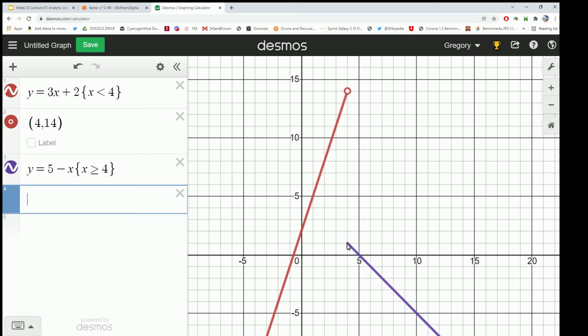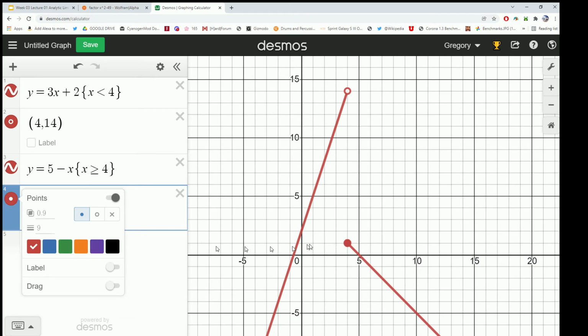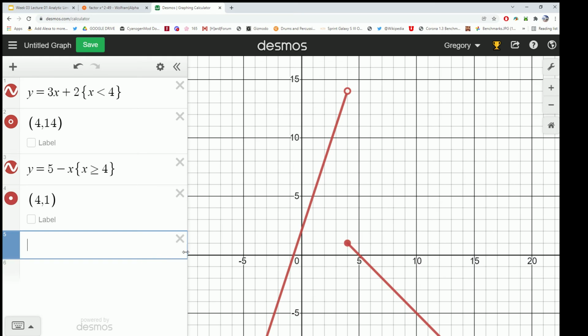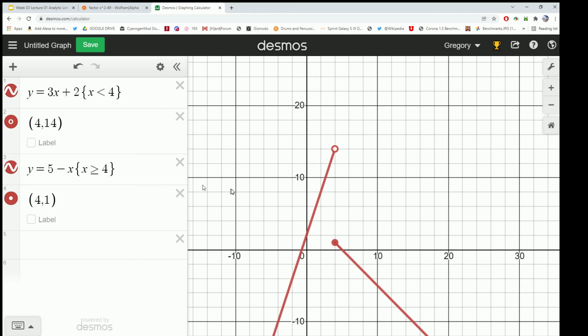Also, I see that this point looks like 4 comma 1, so I can put in 4 comma 1 if I want. We change the colors. And there we go. So this is the function, right? When we plot a piecewise defined function, you have one curve on the left-hand side and one curve on the right-hand side. In this case, they're straight lines, but straight lines are curves, kind of. So you have to do something like that to plot a piecewise defined function, but there you go.